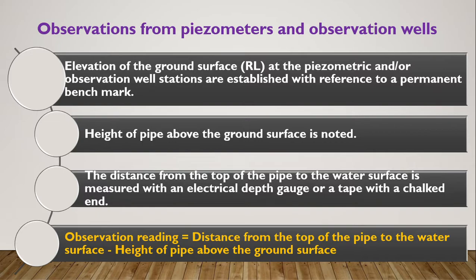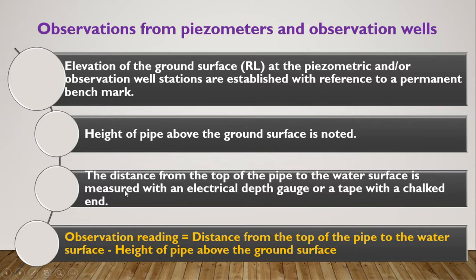Elevation is very important here. For a permanent benchmark, for example, we take the mean sea level, and we have to know how much is the elevation of that particular point from the mean sea level. Now we will insert the piezometer or observation well pipe. After that, the height of the pipe above the ground surface is noted. Some portion of the pipe will be above the ground surface. That height will be noted.